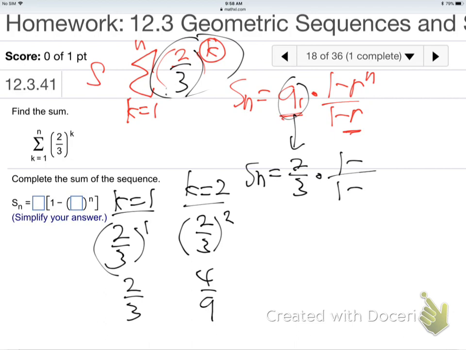1 minus R. Now what's R? How do I find R? Well, you know, R is always... Can you find that? Let me let you do that real quick. Find R there.